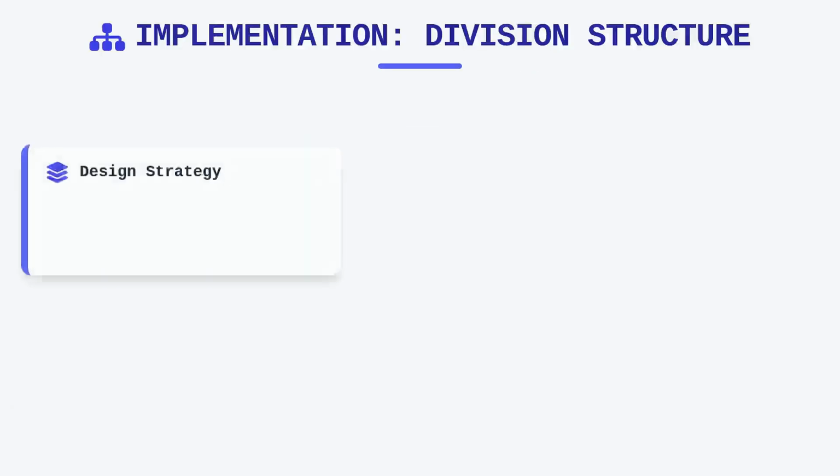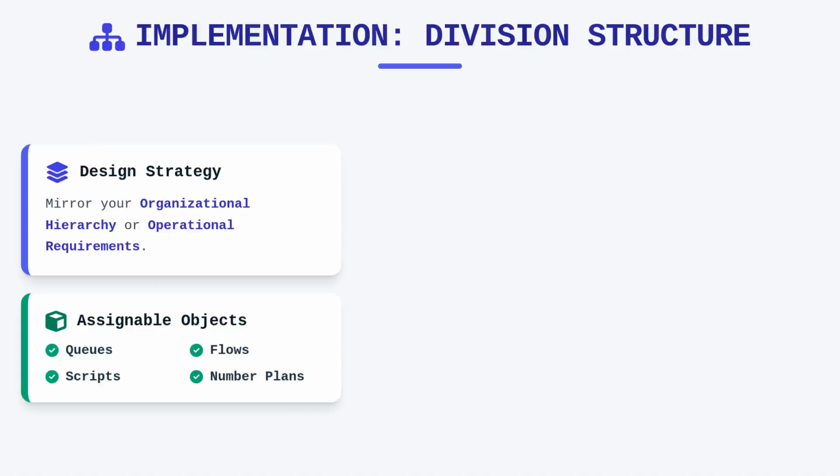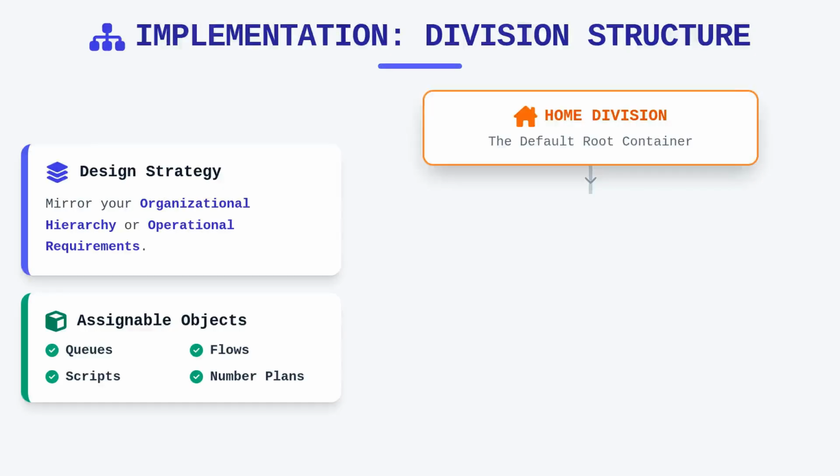The implementation process starts by defining your division structure, which should mirror your organizational hierarchy or your operational requirements. Objects such as queues, flows, scripts, and even number plans can be individually assigned to one or more divisions. A crucial point to remember is that every object must reside in a division. If you do not explicitly assign one, the object defaults to the home division.